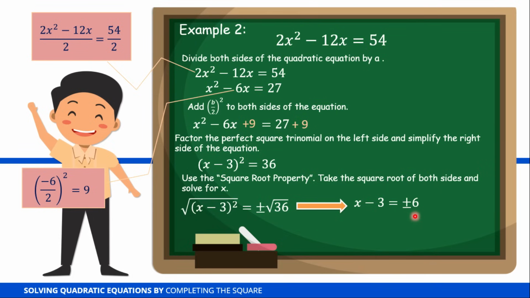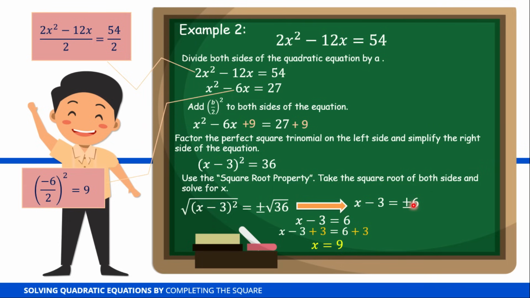Now, let's solve for x. Unahin natin yung positive 6. X minus 3 is equal to 6. Eliminate natin si negative 3 using addition property of equality. Add both sides by positive 3 and then simplify. This will become 0. Maiiwan ang x. 6 plus 3, we have 9. So, x is equal to 9.